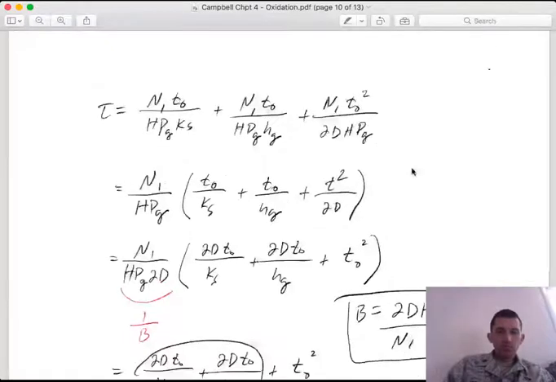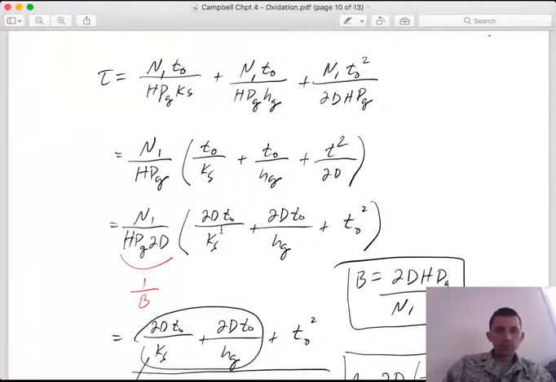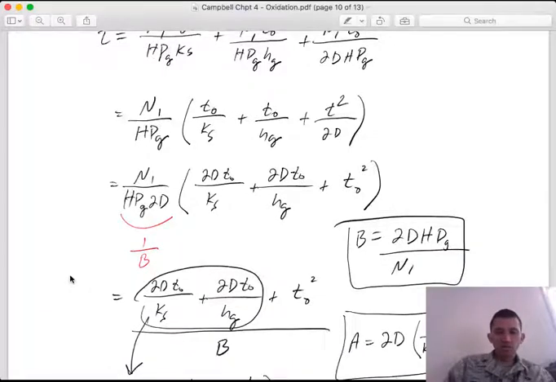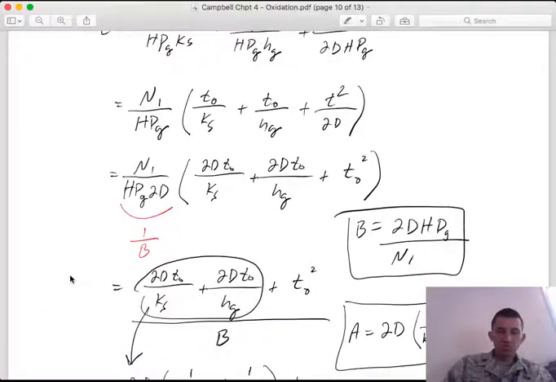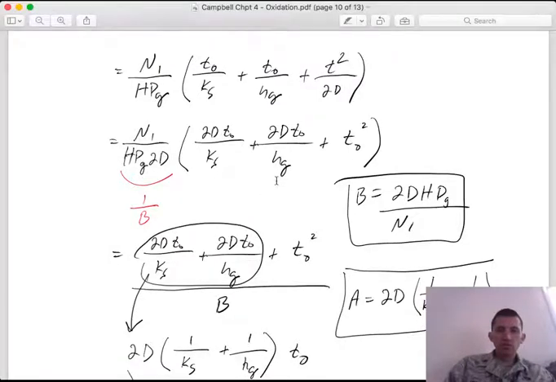But we can simplify tau a little bit. So I'll do that here. We'll factor out this n sub 1. This is the concentration of oxygen in the silicon dioxide, H and P. And I'll factor out 2D also. Conveniently, this is the same form for B that we had defined above. So we can define tau in terms of A's and B's also, which is nice. This is actually the inverse of B, so it's 1 over B. That puts a B in the denominator over all of this stuff.